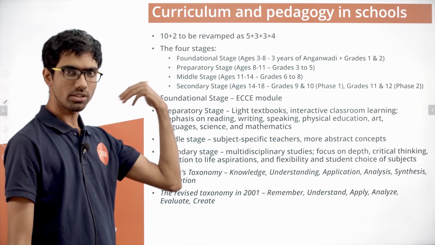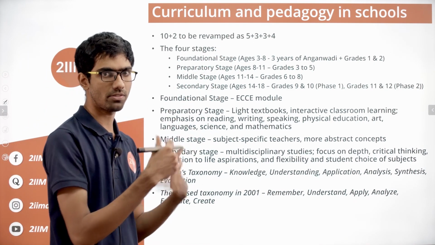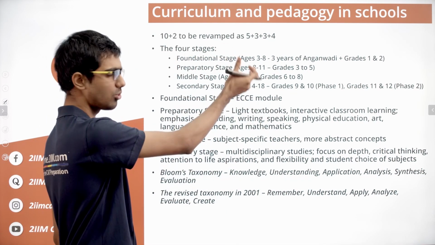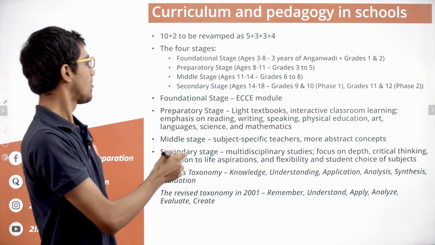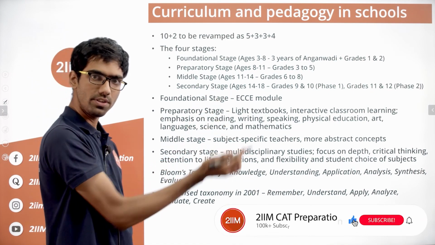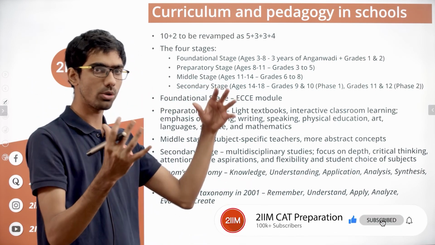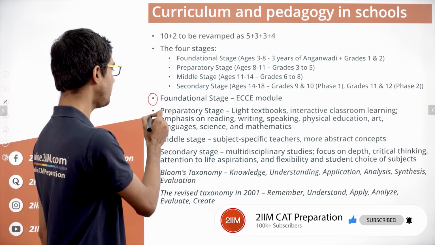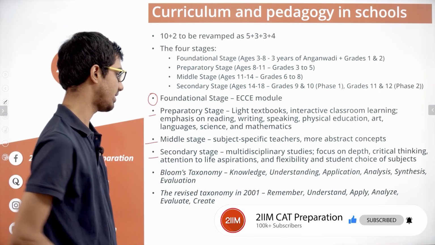So this is something that we saw on the earlier slide. The 10 plus 2 structure will be revamped as 5 plus 3 plus 3 plus 4. These are the 4 stages, which we also briefly touched upon. So the foundational stage, as we saw in the ECCE module, that module covers the parts of the foundational stage. So let's start from preparatory and move on to middle school and secondary stage.